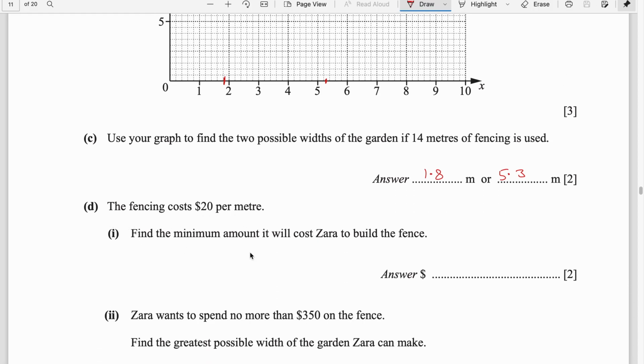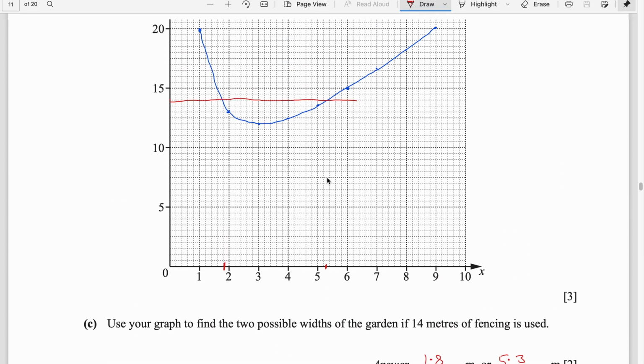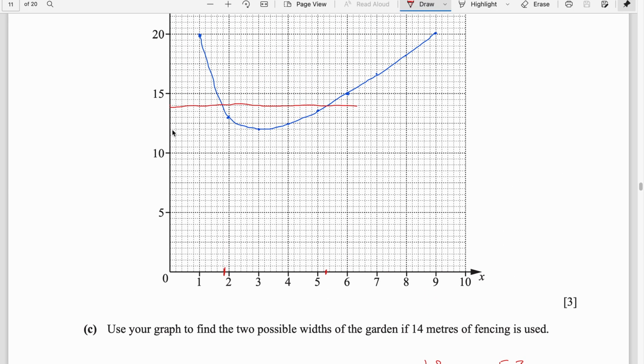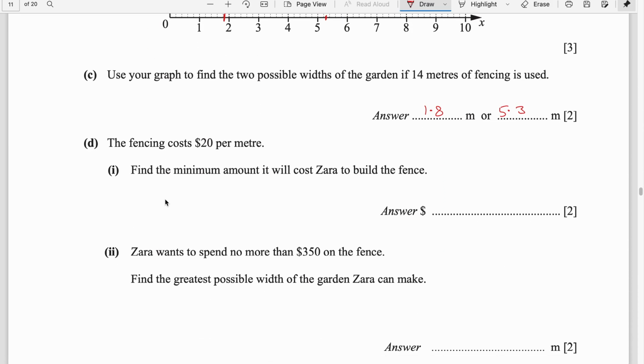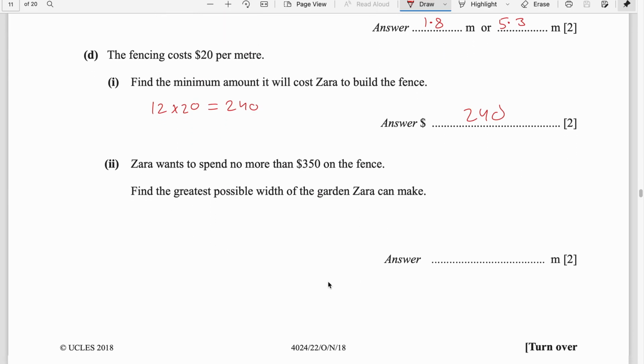The fencing cost $12 per meter. Find the minimum amount it will cost Zara to build the fence. So if we see, the minimum value is 12 meters. So if Zara makes a fence of 12 meters, it will cost her $240. Zara wants to spend no more than $350 on the fence.